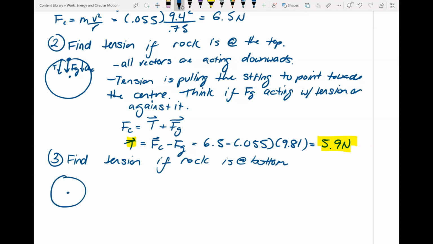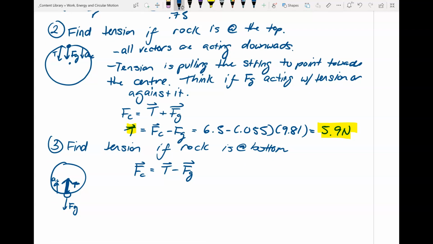So here's your diagram for that scenario. FG is still acting downwards, but then your tension's a bit different. Remember, we're trying to go towards the center of our loop, which is our tension. And because it's going that direction, so is your centripetal acceleration. Now we're going to write this in terms of equation. So your centripetal force is going to be the sum of those forces, which is your tension minus Fg. Remember, minus to indicate that Fg is downward.